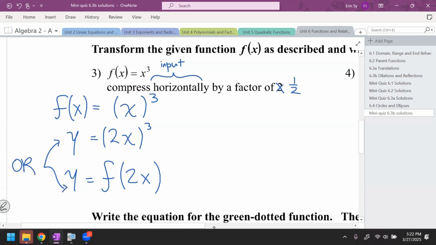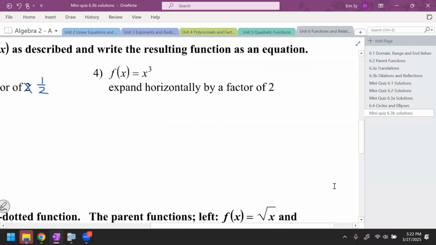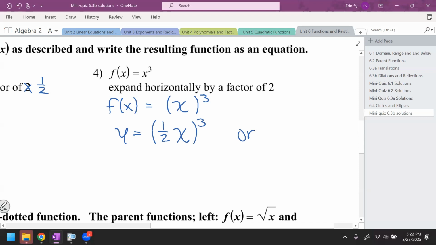Let's try this next one over here. I think we're starting to get it here. Here I want to expand horizontally by a factor of 2. Okay, so again, if I rewrite my equation with an x on its own inside the parentheses, I can understand now that I need to change something inside the parentheses. And if I want to expand by a factor of 2, instead of multiplying by 2, I'm going to divide by 2, which is the same thing as multiplying by a half, right? Like this, okay?